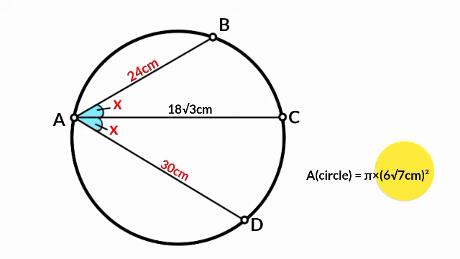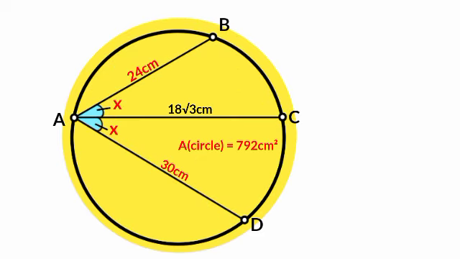6 root 7 centimeters all squared is 6 squared times root 7 squared times centimeters squared. 6 squared is 36. Root 7 squared is 7. This pi is 22 over 7. This 7 cancels this 7. 22 times 36 times centimeter squared is 792 centimeters squared. So the area of the circle which I asked to calculate is 792 centimeters squared.